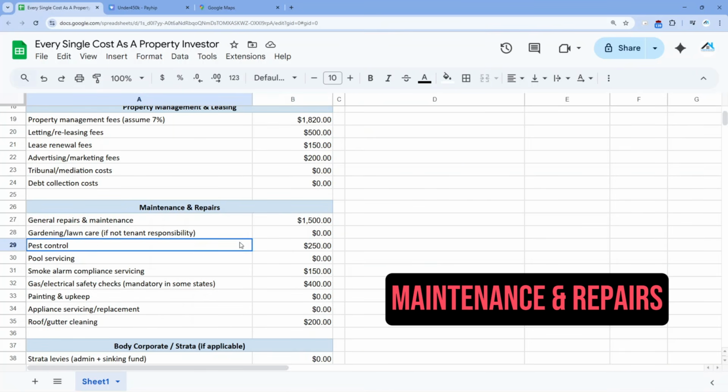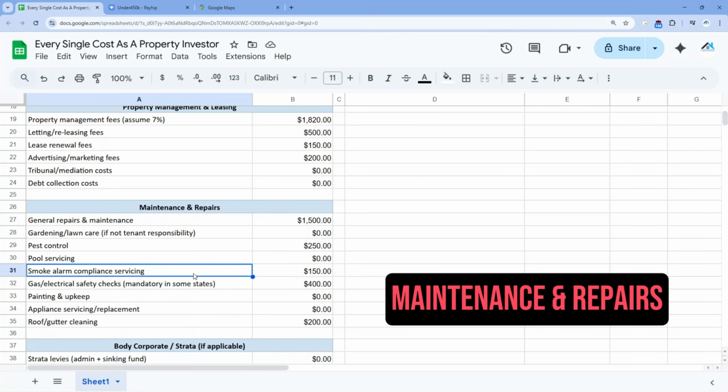Now, if you have pest control, what's usually good is to do a pest inspection every single year just to make sure your property is insect and termite free, to ensure that no other serious damage is being done to your property. You can also have pool servicing if you have a pool. You'll need to make sure the pool is compliant, clean, and functioning right. And that can really add up in cost as well.